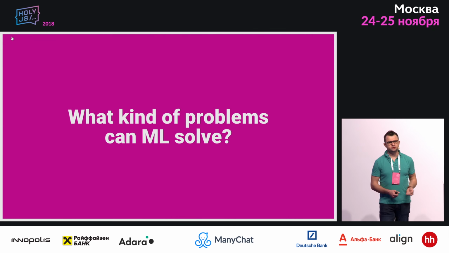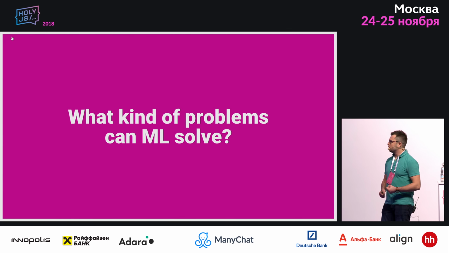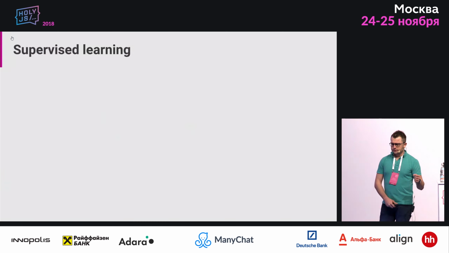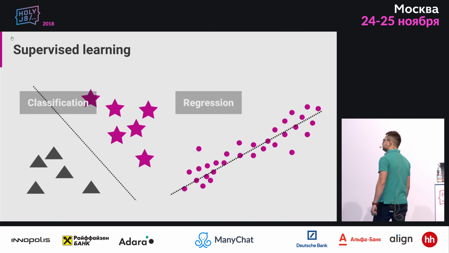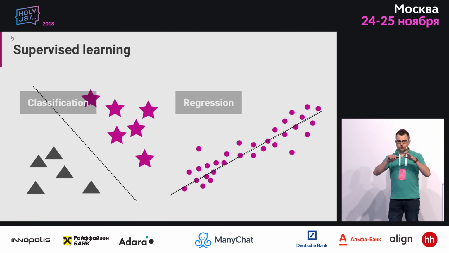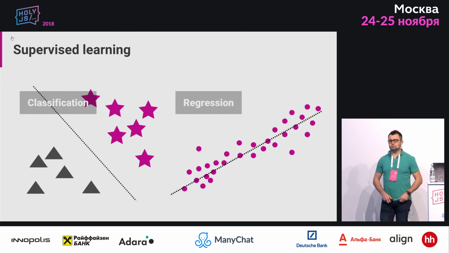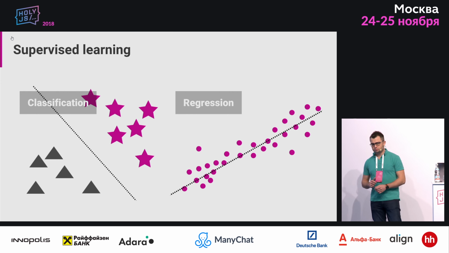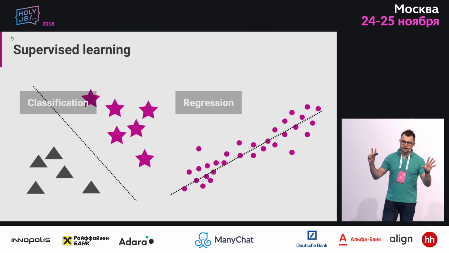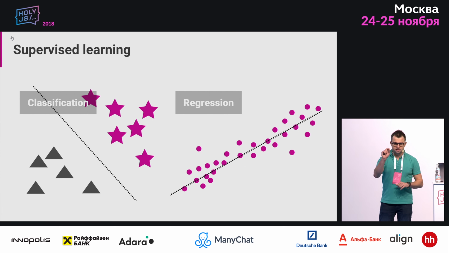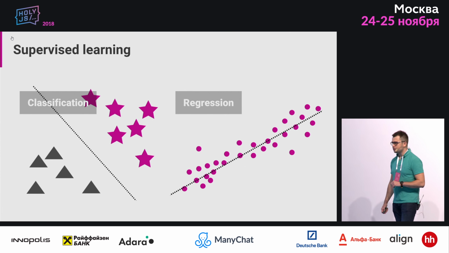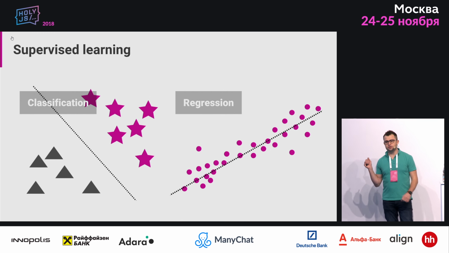So what kind of problems do we solve with machine learning? Let's start with the first group of problems. It is combined together into so-called supervised learning. In supervised learning, we have basically two kinds of problems: classification and regression. Our example with gestures was an example of classification.